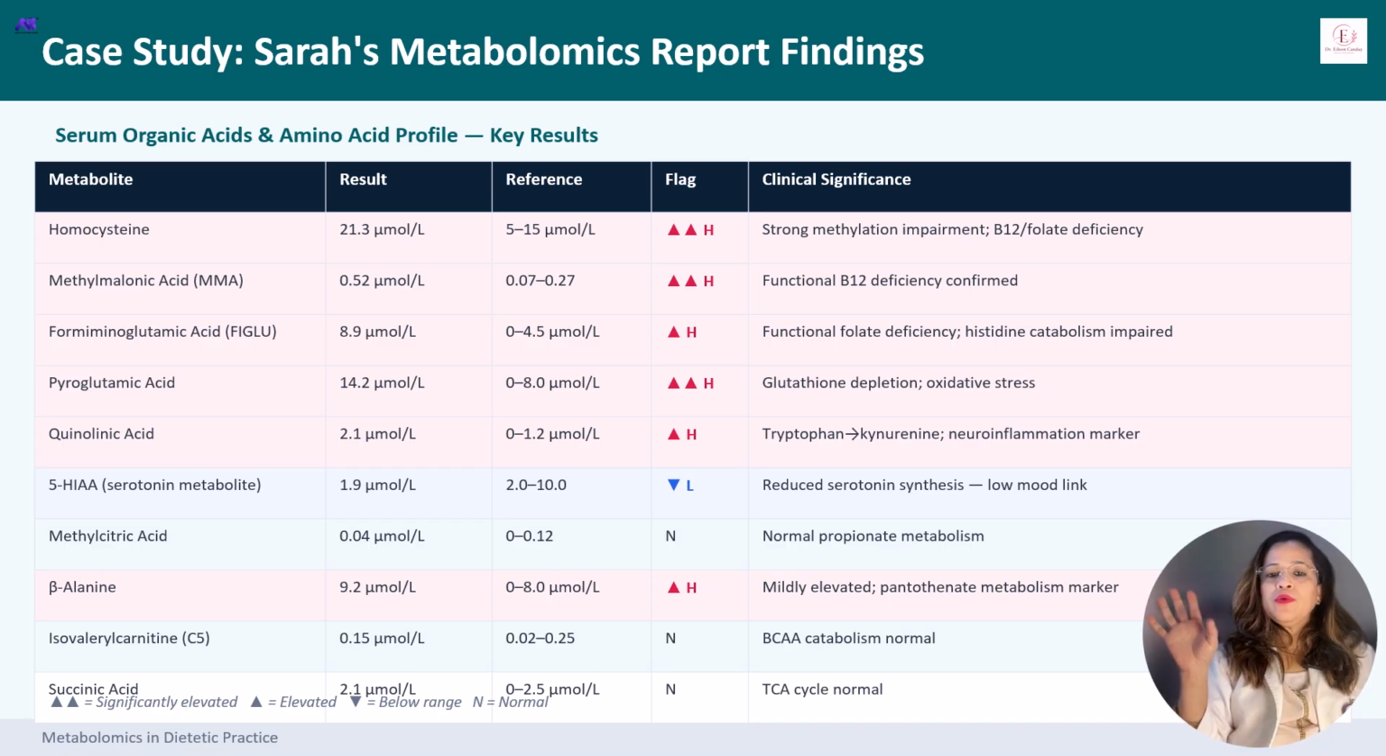B12 will not come alone. Similarly, it will come with folic acid functioning, it will come with homocysteine, it will come with MMA. If you look at the cluster, all the three are high. Okay, so homocysteine 21.3, MMA 0.52, the FIGLU is also 8.9.